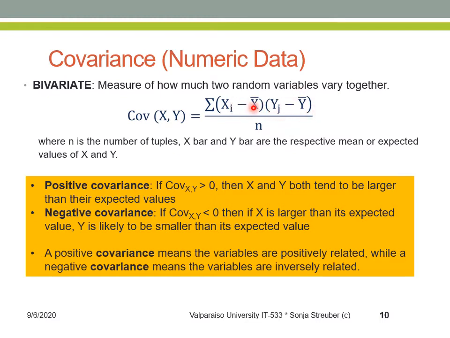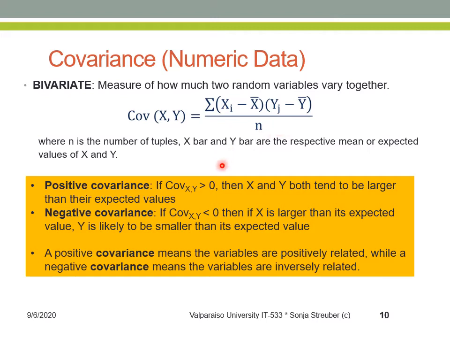Then, instead of taking the sum of squares, we now multiply the result that we get from this calculation with the result that we get from the same calculation for our second attribute. We sum that, and then we divide by either n if we are working with populations, or n minus 1 if we're working with samples from both attributes. That gives us the covariance.